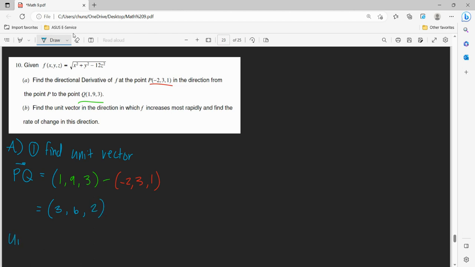And we want the unit vector. So this is our vector from P to Q over the magnitude of that. So that's going to be 9 plus 36 plus 4, and the square root of that is equal to 7. So this is 3 over 7, 6 over 7, 2 over 7.